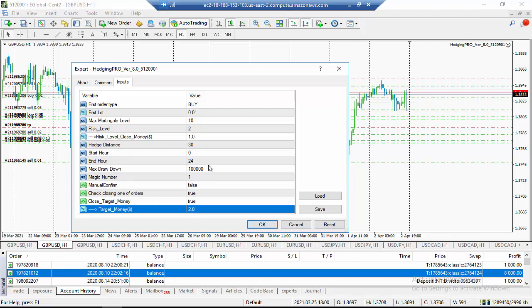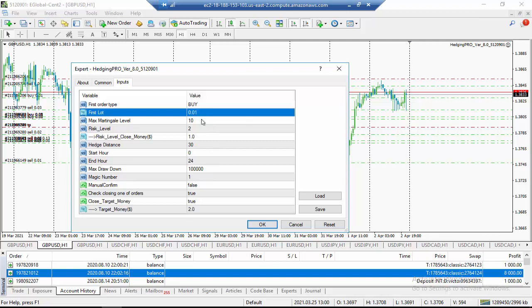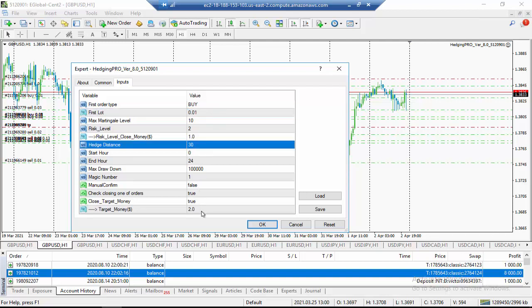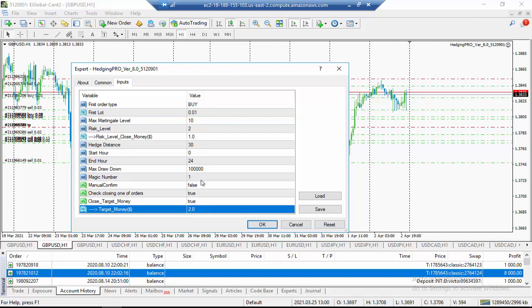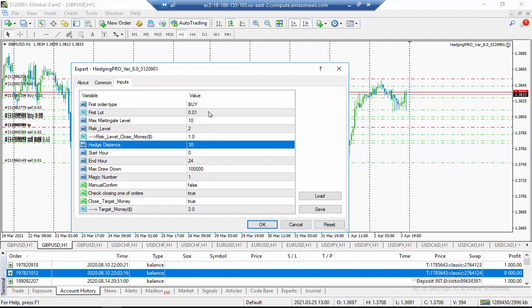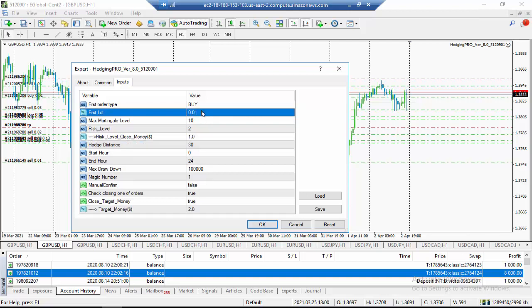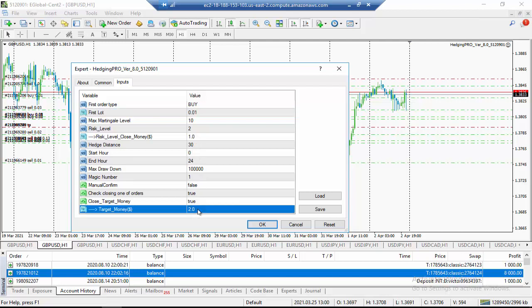There's a relationship between your first lot, edging distance, and your take profit. My take profit is 20 pips. My edging distance is 30 pips. My first lot size is 0.01, which is 10 cents per pip. And if I say 10 cents per pip, 30 pips is going to give me $3 or 3 cents, and my take profit is going to give me $2 or 2 cents if my account is in cents. So that's what I'm doing here.